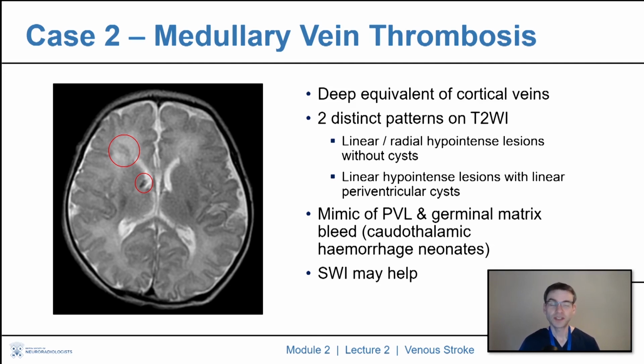And you might see two distinct patterns in a neonate on T2 weighted images, so those linear or radial hypointense lesions with or without cysts. And sequences that are sensitive to blood might really help to highlight those branching patterns and make the diagnosis.